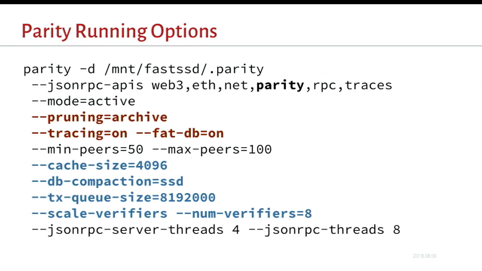Kind of equivalent options for parity, pruning equals archive, tracing equals on. There's many more performance tuning options in parity. I found a GitHub issue for this TX queue size. Somebody was setting it to max int, but then it would just panic the Rust client, so I wouldn't really recommend anybody turn that on. And they also have some JSON server query optimization, so if you want to be able to query faster.